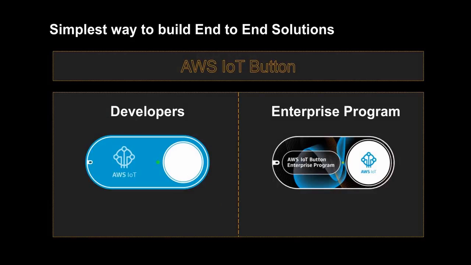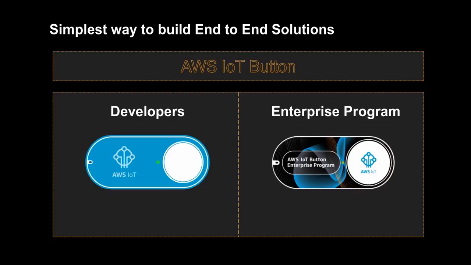So I mentioned there are two different types of buttons available today. We have the developer button. You can view this as an experience where you're able to purchase an individual button, connect it to your AWS account, and then publish and subscribe just by simple clicks of a button.